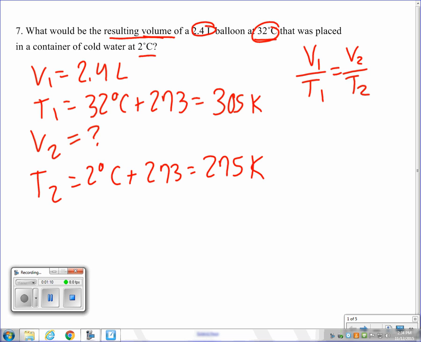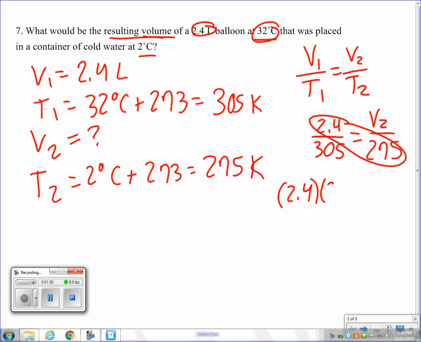Okay, so then we put our numbers in our formula. So 2.4 is our V1, 305 is our T1. That equals our V2, which is our unknown, over our T2, which is 275. And then from here, we cross multiply. So we take 2.4 times 275 equals 305 times V2.